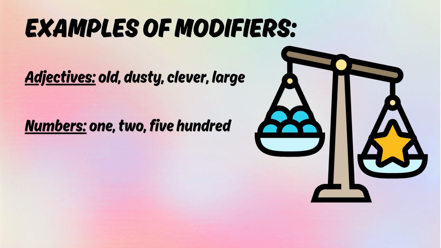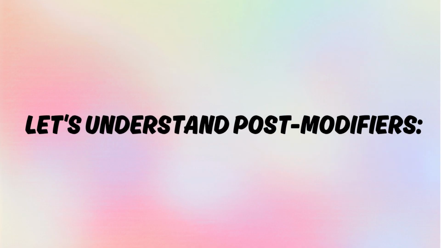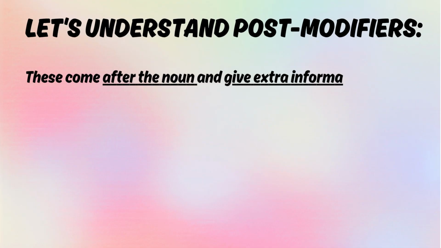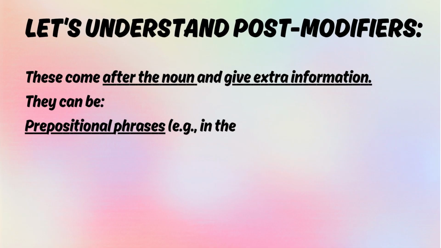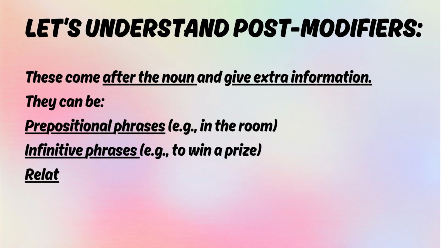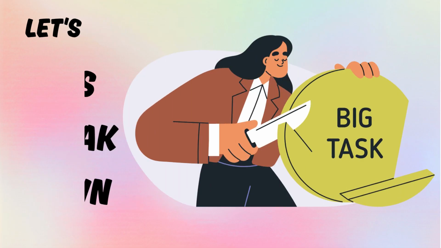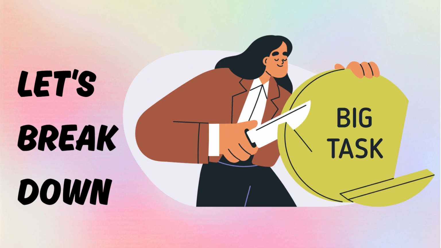And now let's move to the final part of the noun phrase, the post-modifiers. These come after the noun and they are like extra add-ons, little bonus information packets. While pre-modifiers come before the noun, post-modifiers come after and usually make things more precise, more vivid, or more informative. Let's break down the common types of post-modifiers.